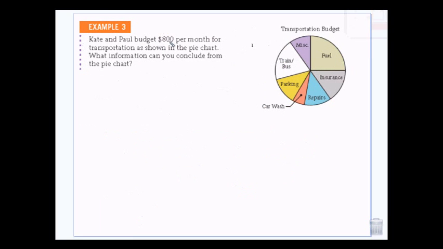Okay, so if they have $800 per month, but we don't have the percentages, we can kind of figure it out on our own, though. This looks like about a quarter of it. So we can say maybe 25% on fuel. So about 200. So we took 200 out. So this whole thing right here is about 600 left.